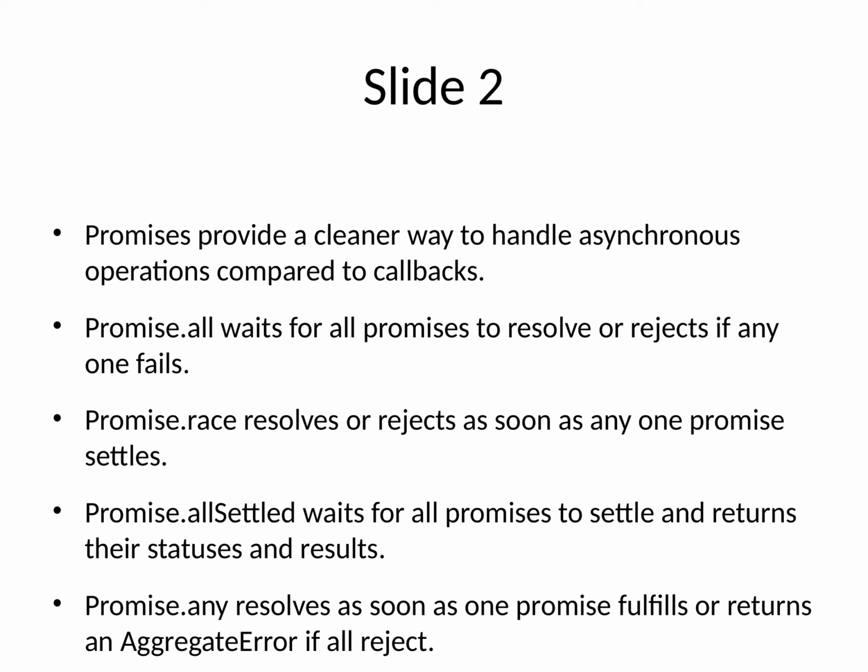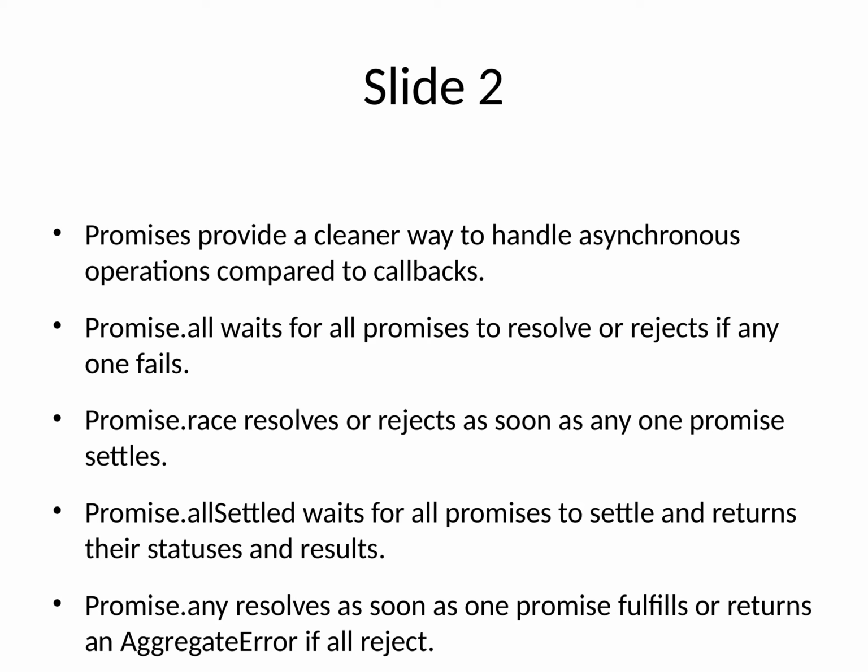Promise.allSettled, introduced in ES2020, waits for all promises to settle, whether they are fulfilled or rejected, and returns an array of objects detailing their statuses and results. Meanwhile, Promise.any resolves as soon as one promise fulfills. But if all promises reject, it throws an aggregate error containing all the rejection reasons.